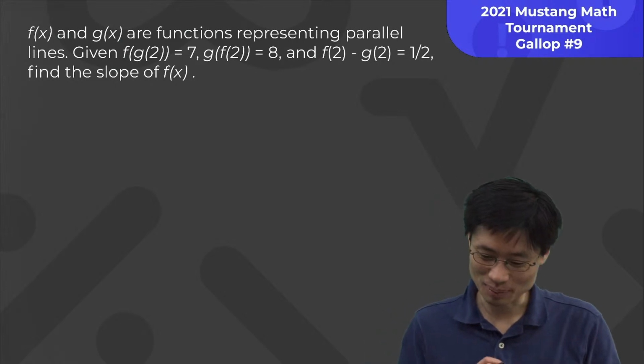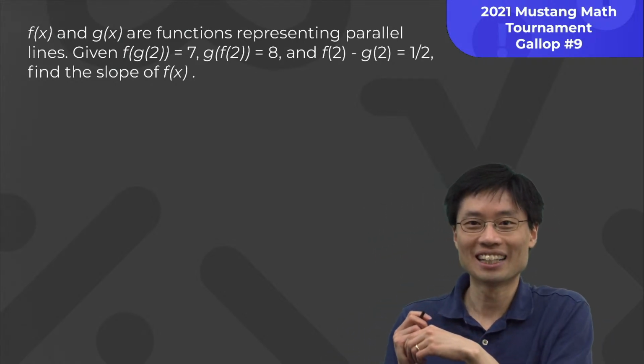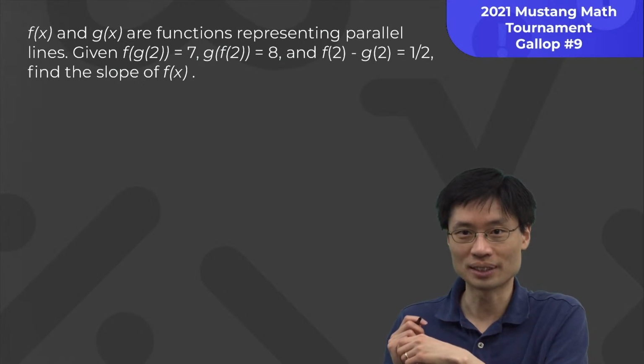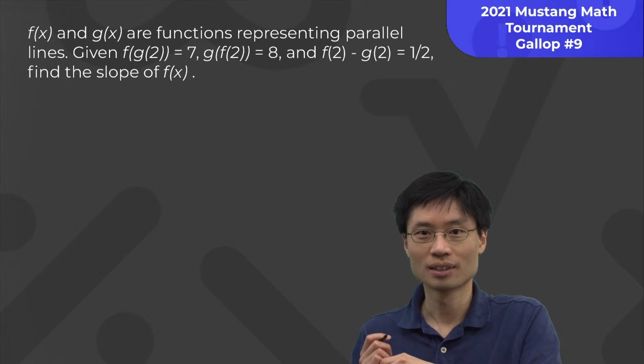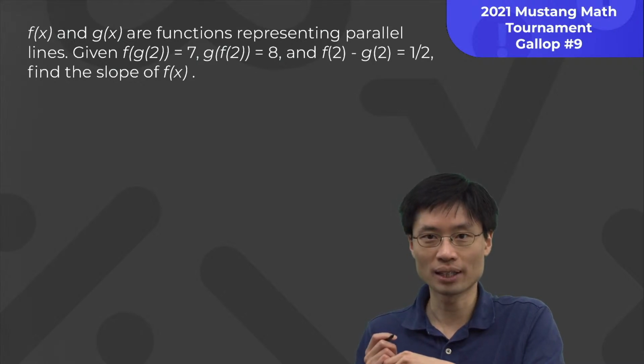Okay. Got some parallel lines. Oh, cool. That sounds kind of cool. What's this? f of g of 2 is 7. g of f of 2 is 8. Yeah, this one's better. Let's try this. And f of 2 minus g of 2 is a half. Neat. So these are parallel lines.